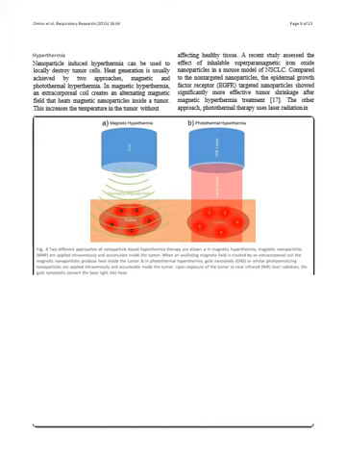A recent study assessed the effect of inhalable superparamagnetic iron oxide nanoparticles in a mouse model of NSCLC. Compared to the non-targeted nanoparticles, the epidermal growth factor receptor targeted nanoparticles showed significantly more effective tumor shrinkage after magnetic hyperthermia treatment. The other approach, photothermal therapy, uses laser radiation in the visible or near-infrared spectrum and photosensitizing nanoparticles such as gold or graphene.